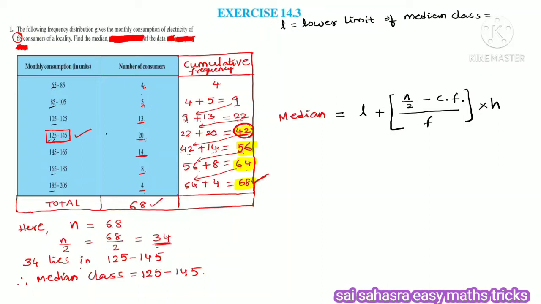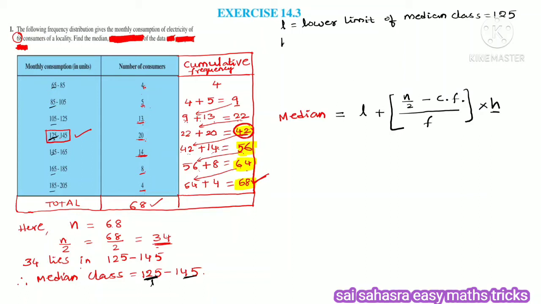So this is the median class. In this, the lower limit is 125 and the upper limit is 145. We need only the lower limit, and this is 125. Lower limit is fixed.